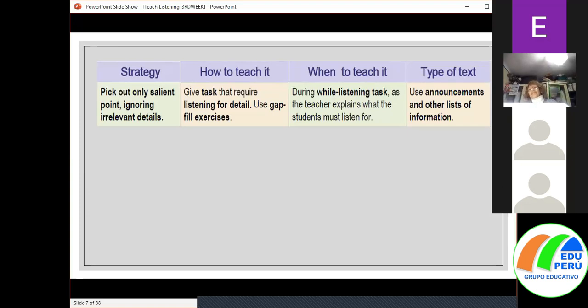No? So when to teach it? During while listening tasks, as the teacher explains what the students must listen for. No? So here you have a support, all right? With the teacher explanation, what the student must listen for, okay? Now, the type of test, you could use announcements and other lists of information, no? Because they must understand every detail of the information. So you could use announcements or lists of informations, all right? So this is the kind of material that you could use in order to develop this strategy. Remember, you use some activities, some tasks, no? In order to do that. Now, the other one, let's continue with the other one.